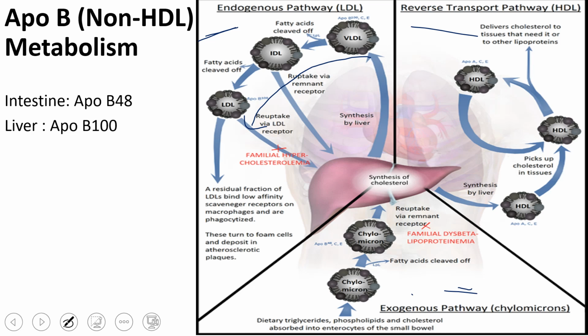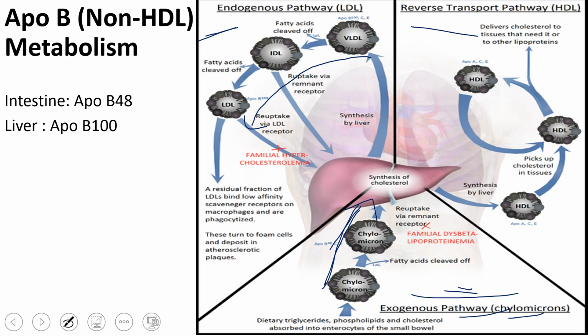Exogenous pathway is mainly for outside lipids which we are going to take through the diet. So that exogenous lipid comes into the intestine, and from the intestine it is going to form chylomicron, and then it moves to the blood, and then finally comes to the liver. So this is for the exogenous pathway, which is through chylomicron.